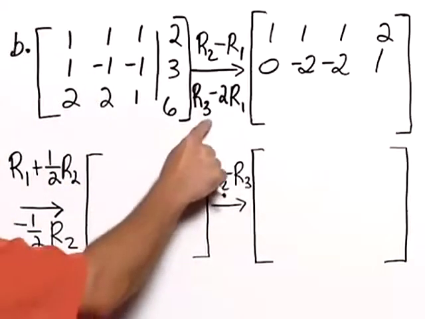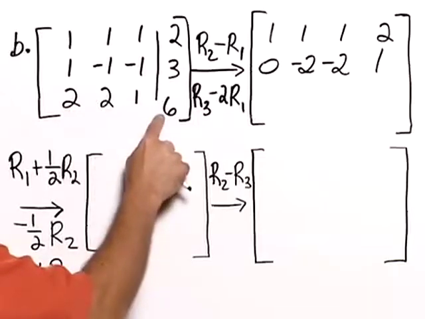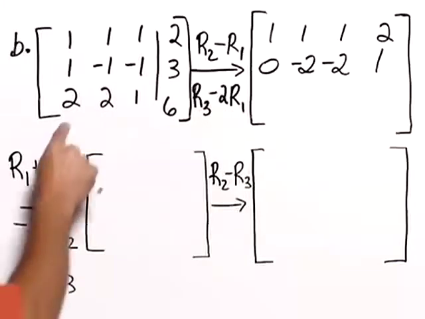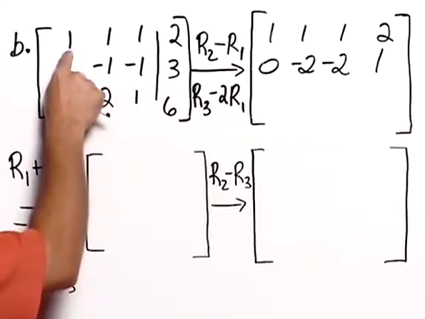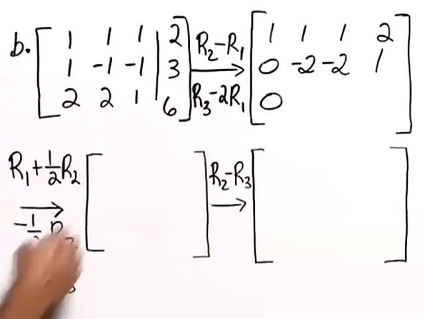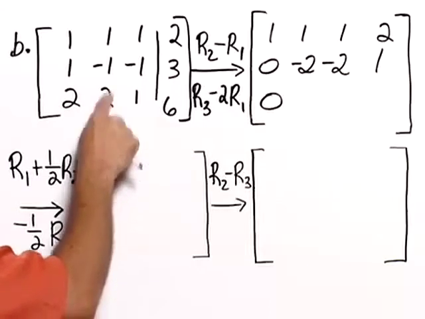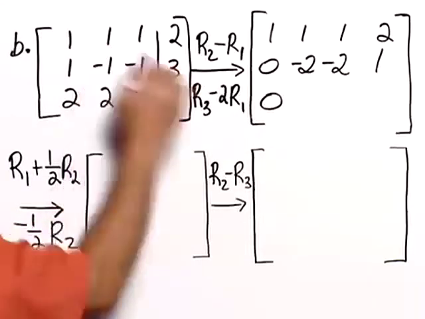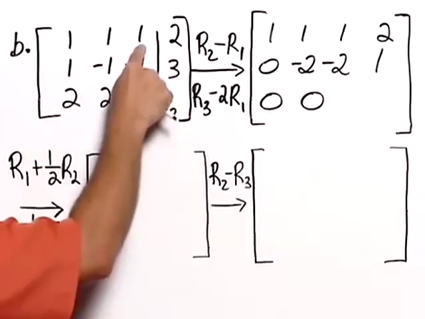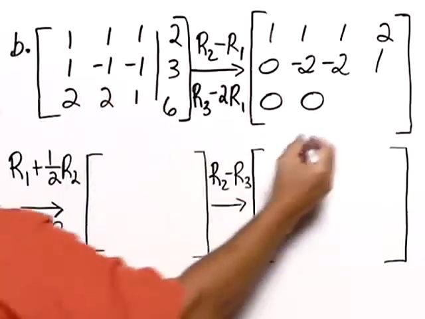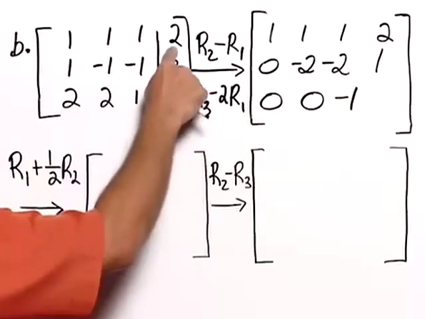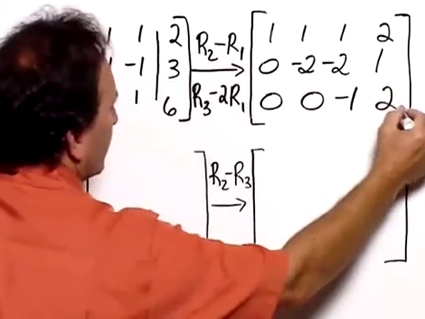Now we're going to take row 3 and subtract from it twice row 1. So 2 minus 2 times 1, so 2 minus 2 is 0. Now we're going to take 2 minus 2 times 1, so 2 minus 2, which is 0. We'll take 1 minus 2 times 1, so 1 minus 2 is minus 1. And then finally 6 minus 2 times 2, 6 minus 4 is 2.